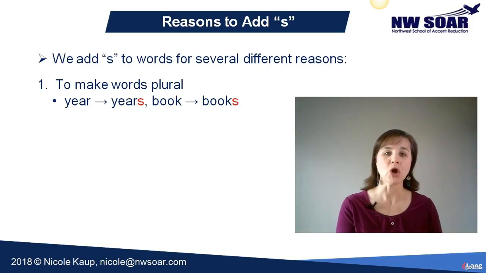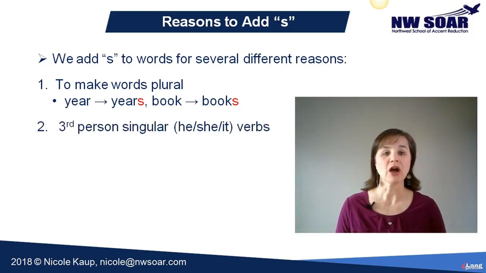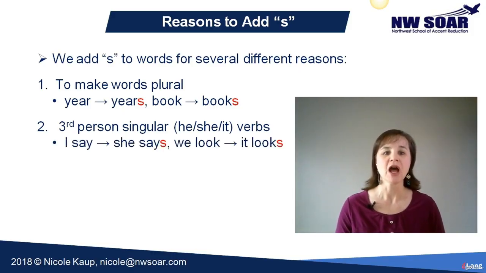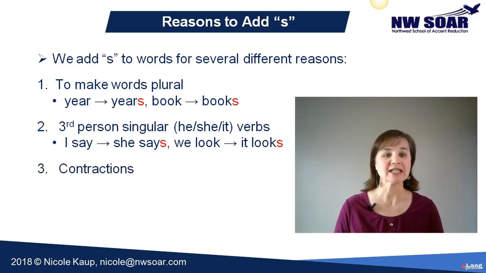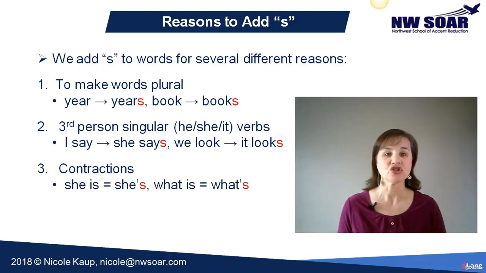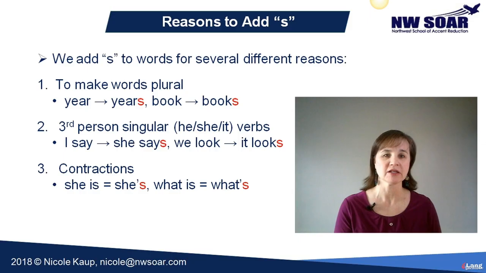Book, books. We also use S in the third person singular, which just means the he, she, it forms for present tense verbs. For example, I say, but she says. We look, it looks. We use S a lot in contractions with is and has. She is becomes she's. What is, what's.